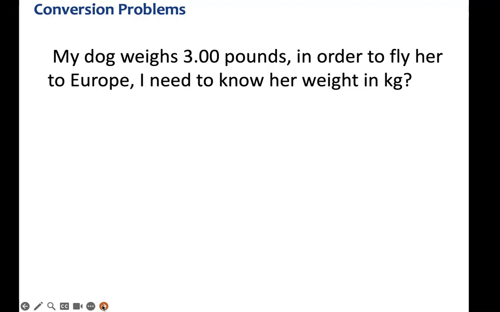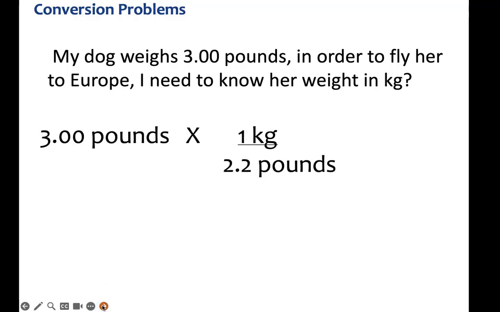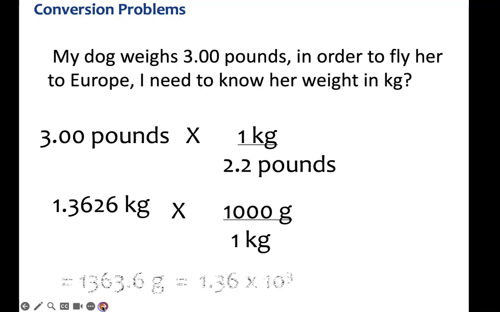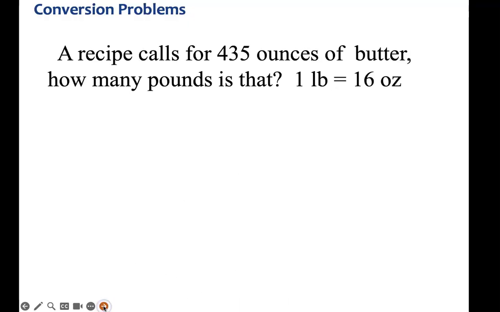All righty. Here we go. How about this one? So hopefully you have that conversion. So you know that when I fly my dog to Europe, it's going to be 1.3626 kilograms, and then change that to grams, and then round that off to 3 significant figures, or put it in scientific notation.